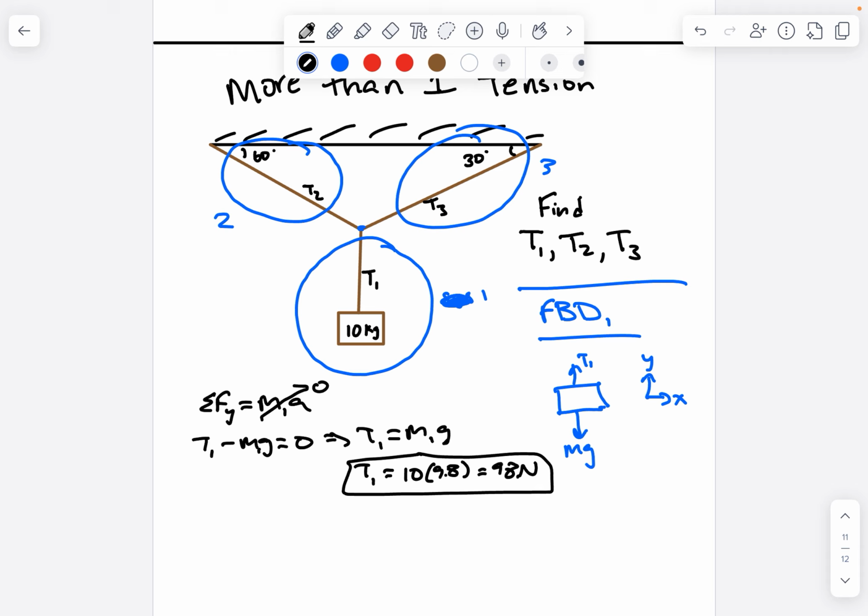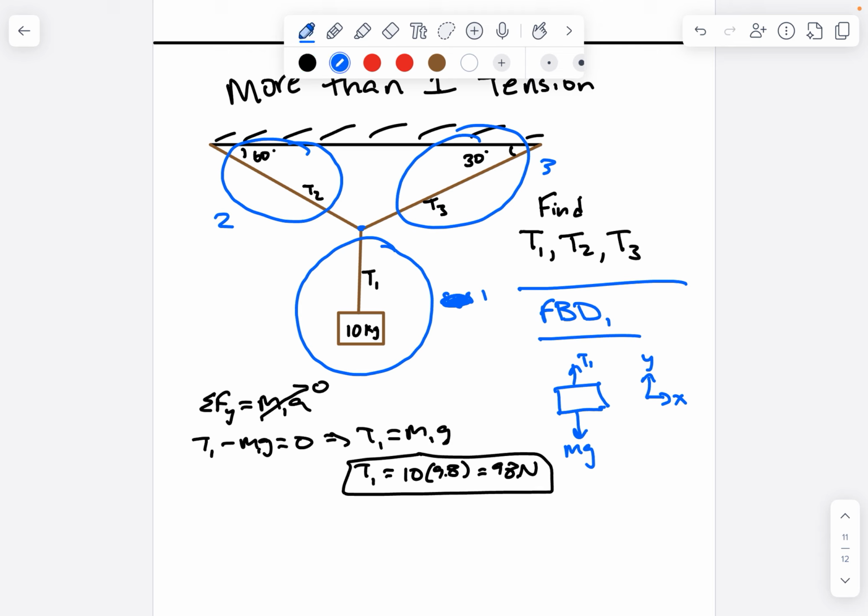So off the bat, we can quickly solve for tension 1 because it's just vertical, and because we took just this component of the whole system, it becomes like a simple normal problem. Now let's get into the tricky part, 2 and 3. So we know that at the center, the knot, the forces are: T2 goes up and left, T3 goes up and right, T1 goes down.